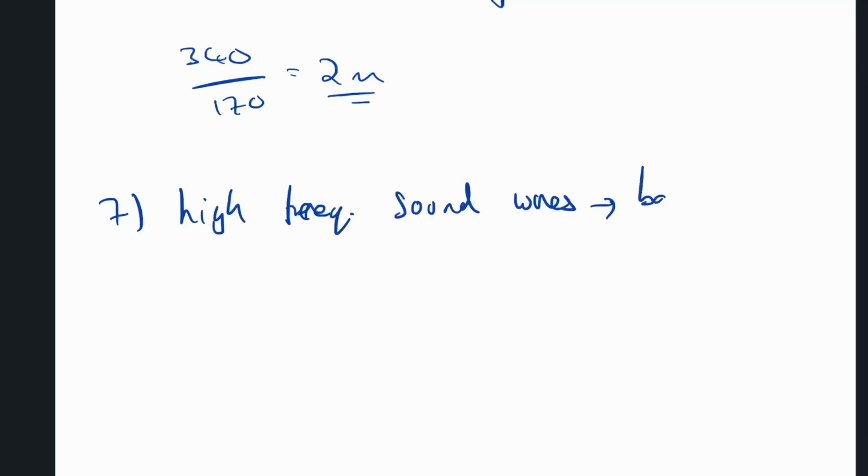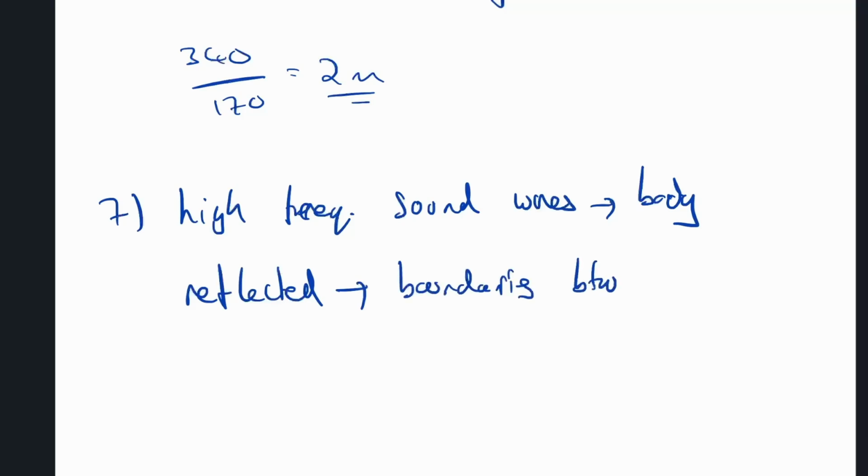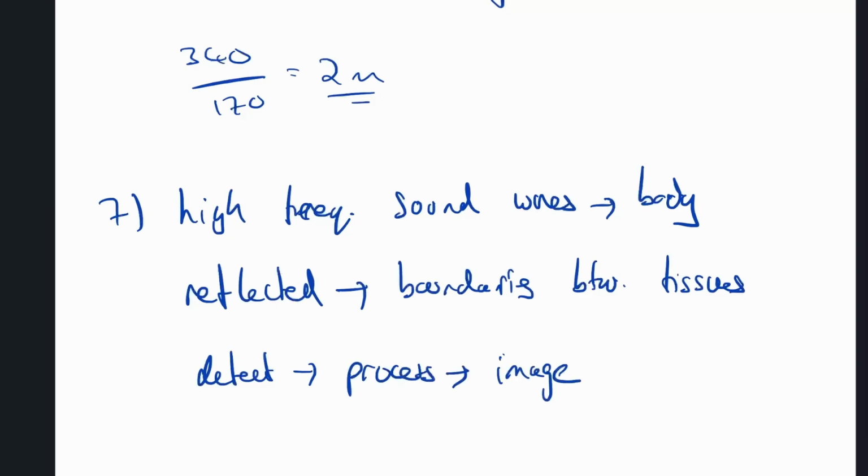Well, this goes into the body. And the idea is that this is going to be reflected. But where is it going to be reflected? It's going to be reflected at the boundaries between tissues, okay? So when you get to different tissues, some of the ultrasound is going to be reflected back. And the idea is you can then detect these reflected waves and process them to form an image, okay? And that's the whole way we use ultrasound in medical imaging.